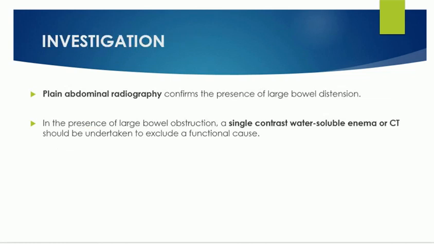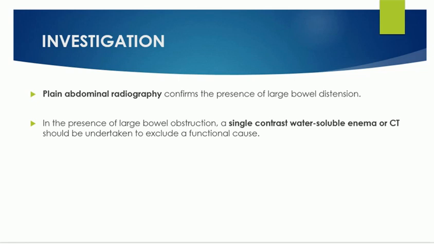Now, what investigations do we do in chronic intestinal obstruction? One important investigation is plain abdominal X-ray, plain abdominal radiography. It confirms the presence of large bowel distension. A huge, distended large bowel can be seen even on plain X-ray of the abdomen.